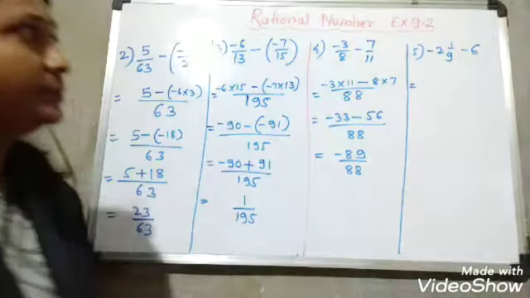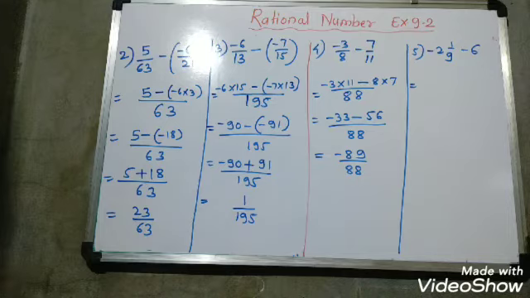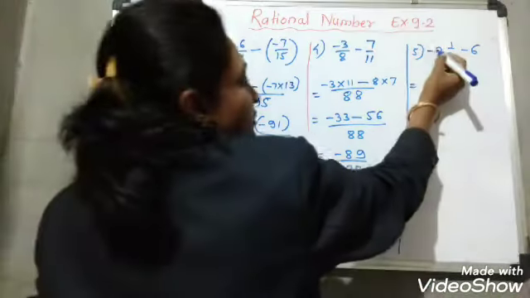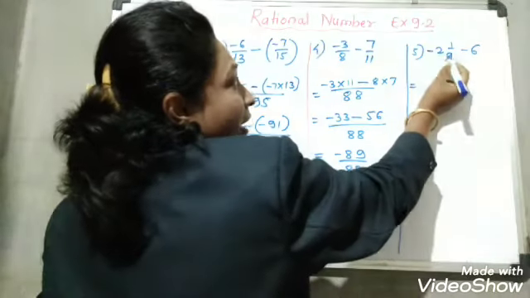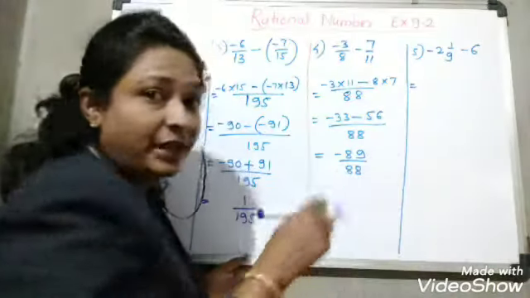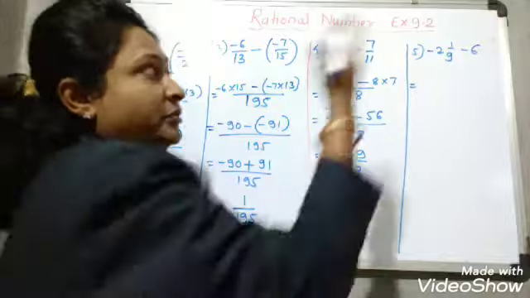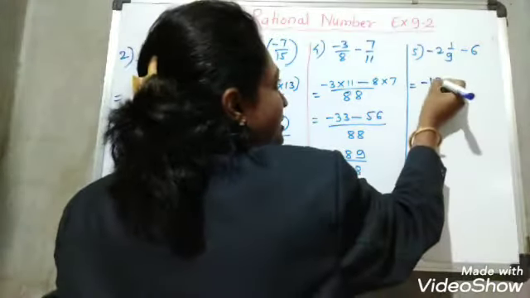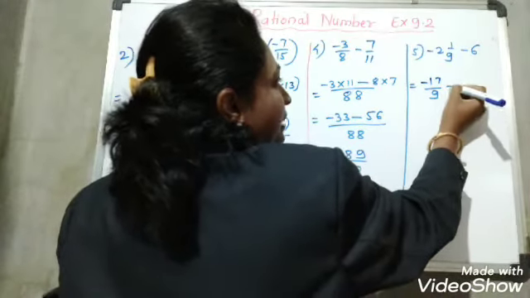Okay, see students, but here the minus sign is there. Always remember, whenever the minus sign is there, then you have to subtract. So minus 3, 9 twos are 18, minus 18. Okay, minus 18 plus 1. So you will get minus 17 upon 9. And here minus 6 as it is.